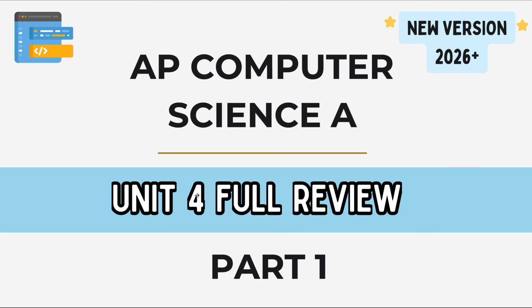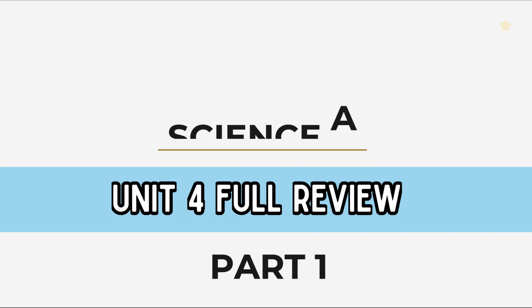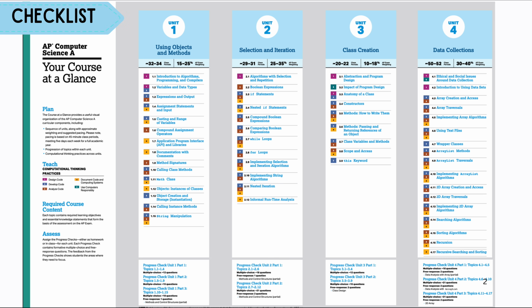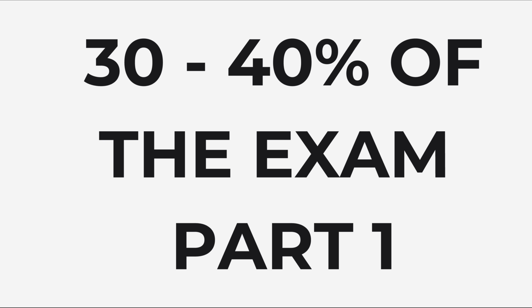In today's video, we're going to be checking out Unit 4 of AP Computer Science A, and this is part 1, because this unit, data collections, is such a big unit. It covers 30 to 40% of the examination.